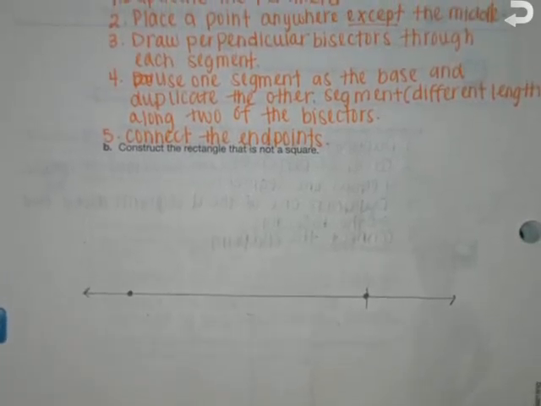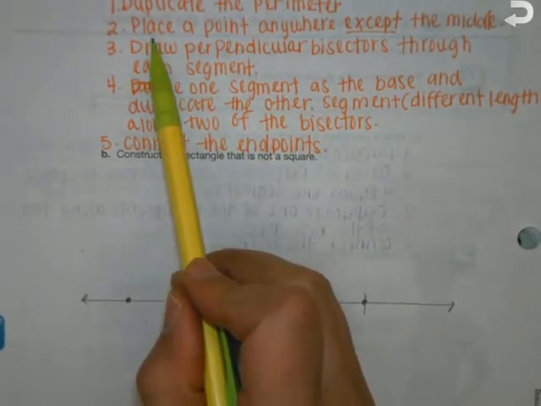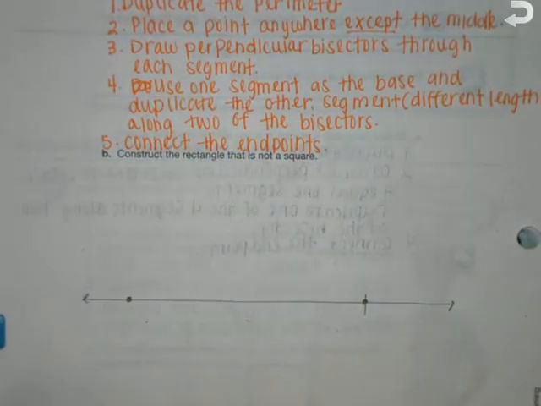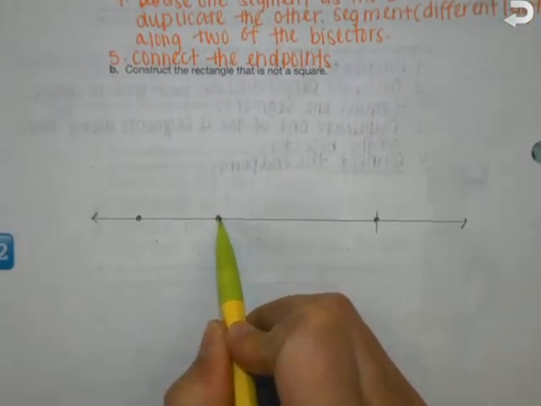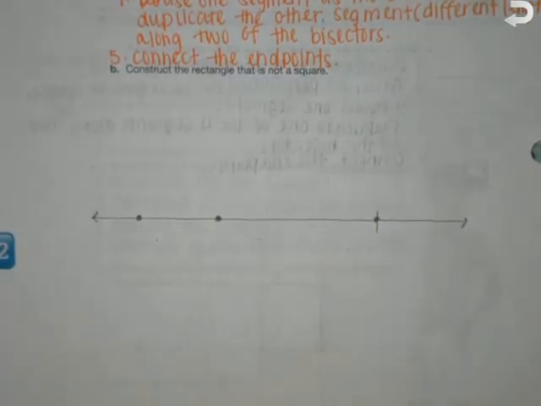So after you have done that, you are going to place a point anywhere except in the middle of that segment. So try and make it obvious that it's not in the middle of the segment. I'm going to do something like this. So you are going to put a point anywhere except the middle of that segment. And the reason being is because we do not want all 4 sides equal. We want 2 sides equal and 2 sides equal. So if we put it in the middle, then we would get 4 equal sides. Okay, is everybody with me so far?